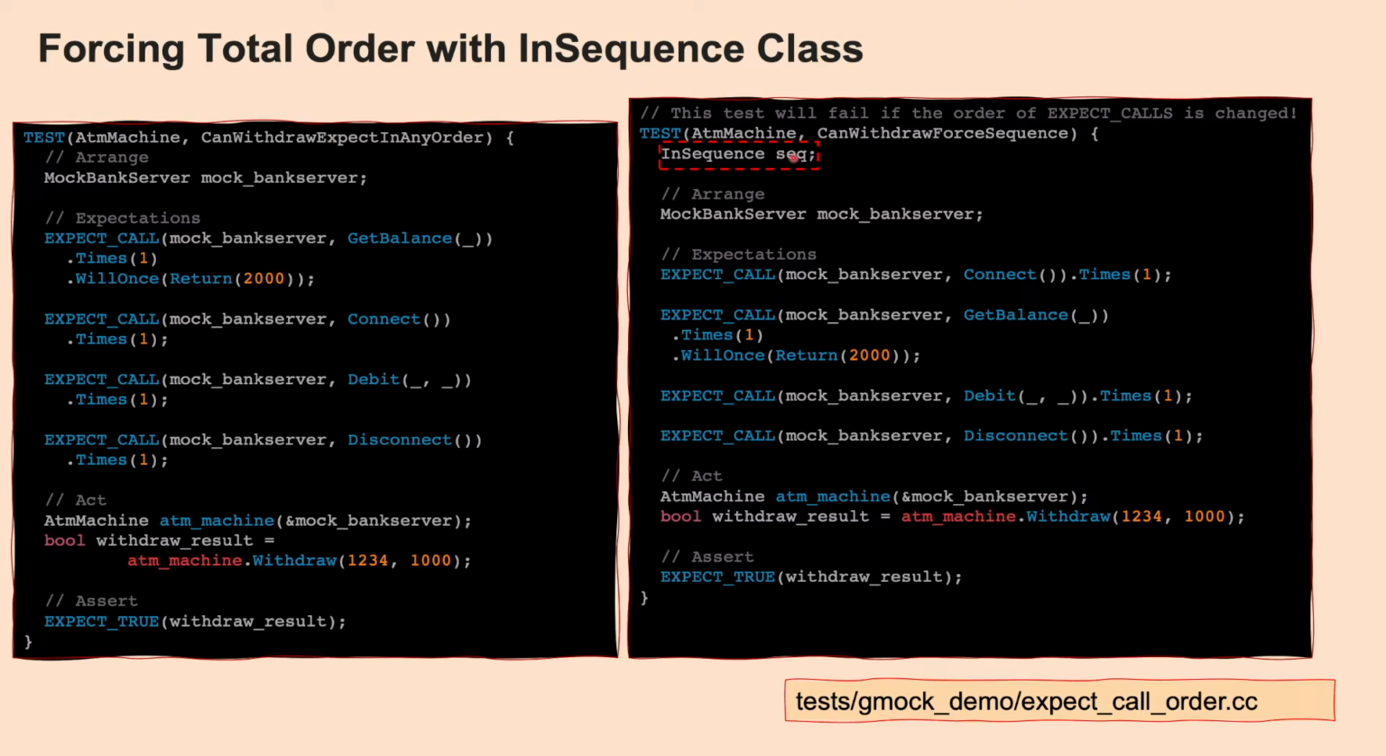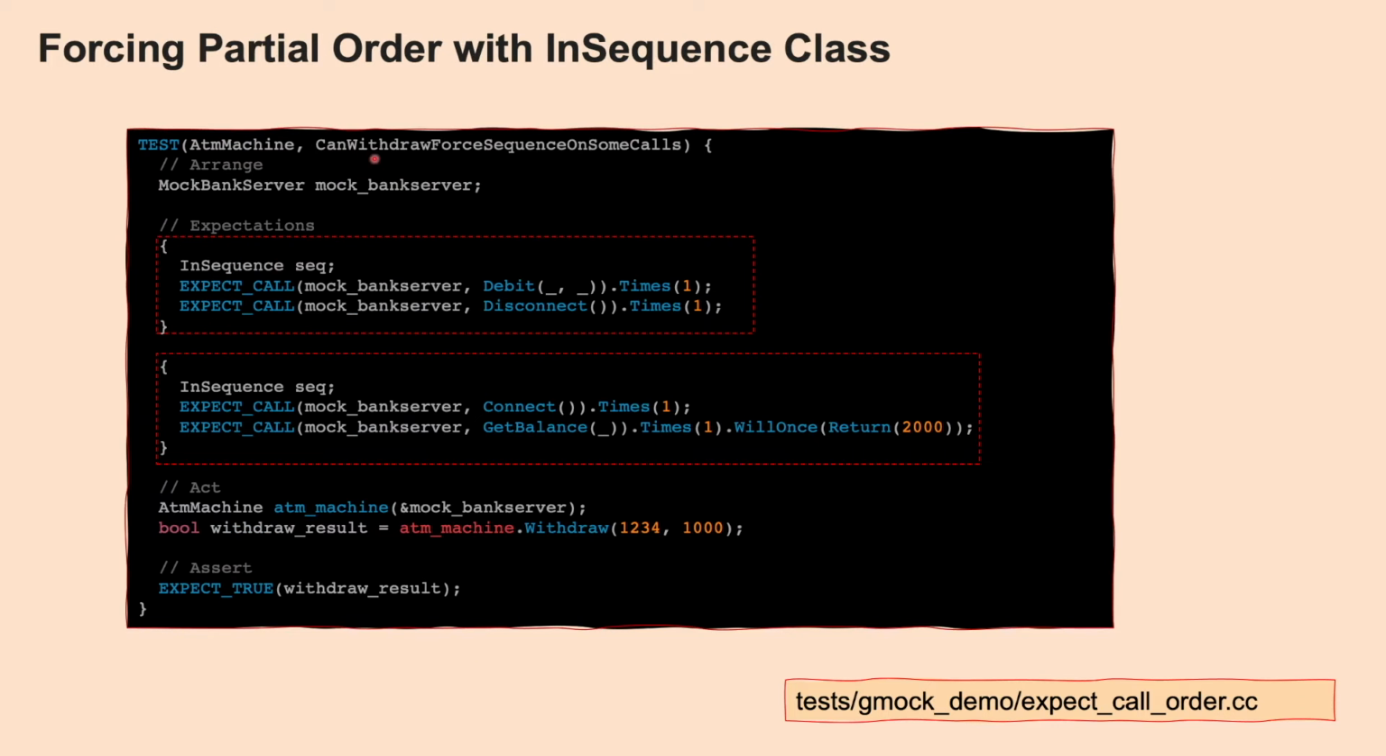However, if you create an object of type InSequence, as long as this object has scope, which is inside these two curly braces, it will enforce the sequence of the calls in the order that they appear. So in this case, the test will fail if these functions of our mock object are not called inside withdraw in the same order that they appeared here. Namely, getBalance should be called after connect, debit should be called after getBalance, and disconnect should be called after debit. So this is probably the easiest way to enforce this sequence.